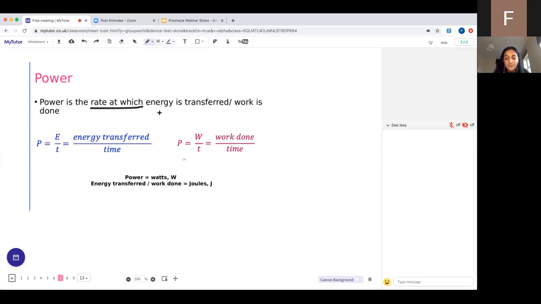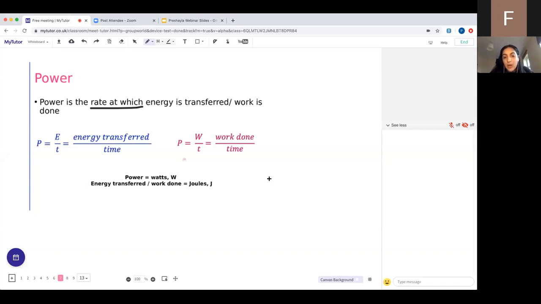So for power, it's energy transferred over time or work done over time. Now energy transferred and work done are both measured in joules. So energy is always measured in joules and work done is measured in joules. Power, however, is measured in watts. So a new unit that we've not seen before, power is measured in watts, which is represented by this W.